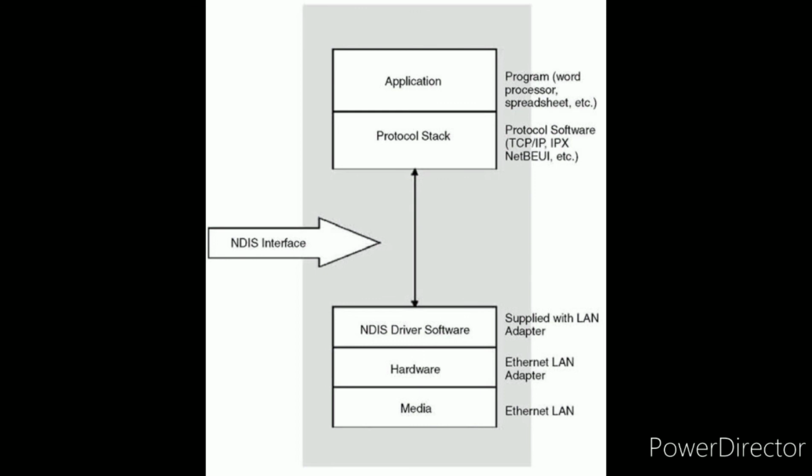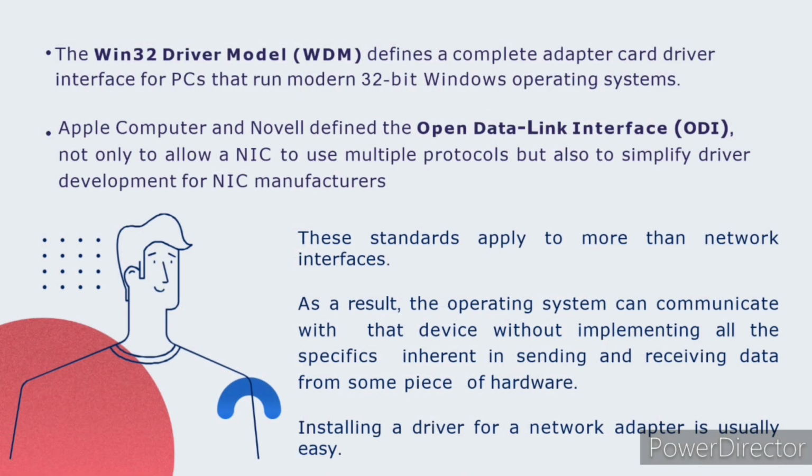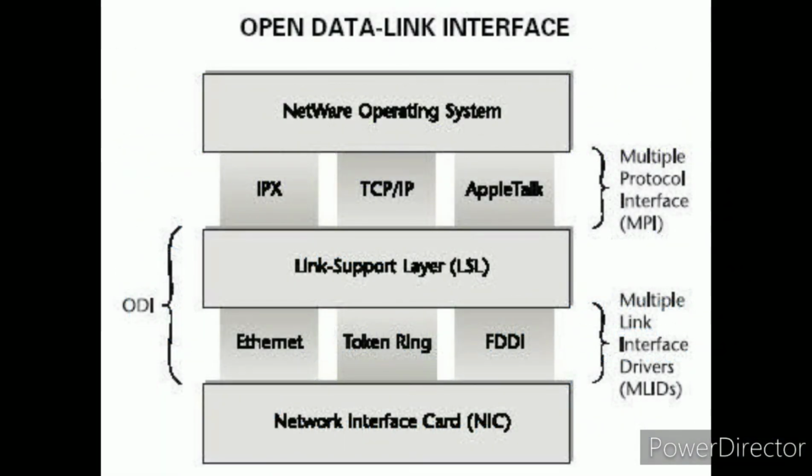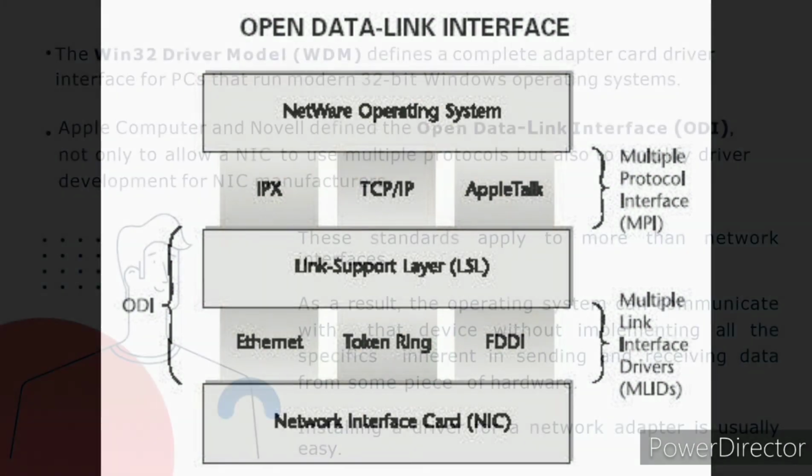The first one is the Network Device Interface Specification, or NDIS, and it is defined as a communications interface between the MAC sublayer and the network interface driver. NDIS allows network interface cards to use multiple protocols simultaneously. The WDM, or the Win32 Driver Model, defines a complete adapter card driver interface for PCs that run modern 32-bit Windows operating systems. And lastly, the ODI, or the Open Data-Link Interface, is quite similar to the Network Device Interface but different enough to require a separate driver architecture.